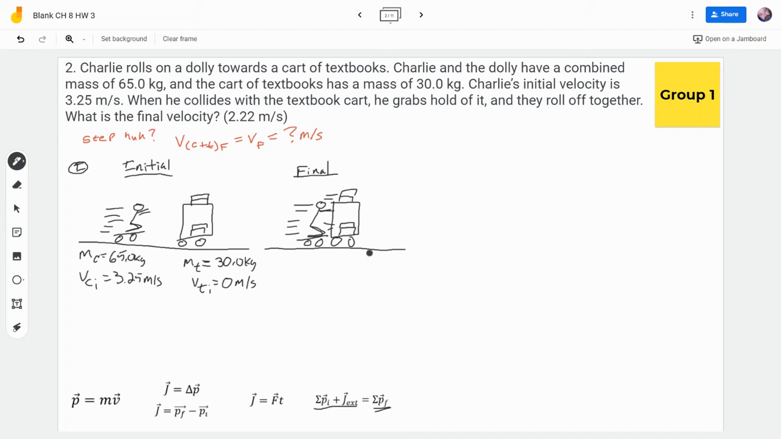Now, the key to doing this problem is to realize what does it mean for things to be stuck together mathematically. So picture, in the picture, they're stuck together. Mathematically, you stick things together using parentheses. So mass of Charlie plus mass of textbooks stuck together with parentheses is equal to, well, 65 kilograms plus 30 kilograms is 95 kilograms.